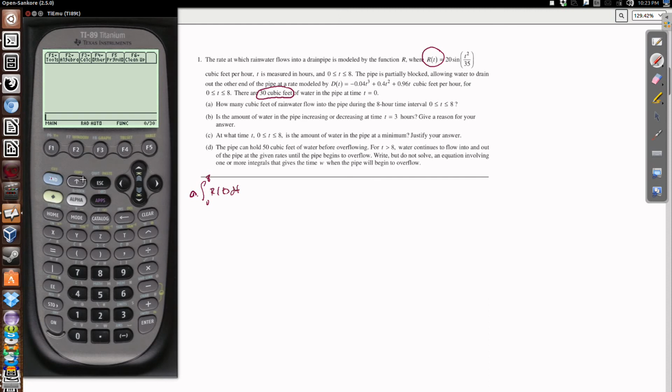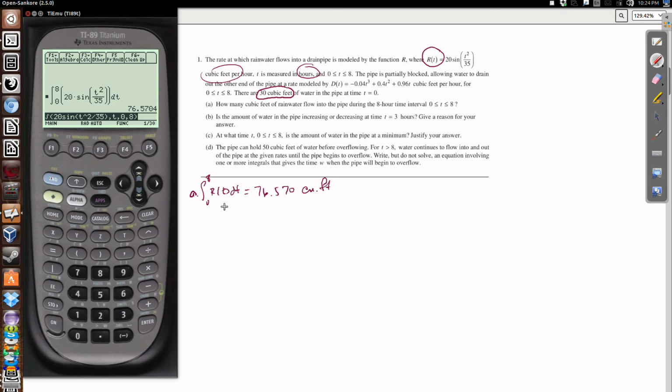So let me get to my calculator mode. I want to do the integral of 20 times the sine of t squared divided by 35, and I'm going to be integrating with respect to t from 0 to 8. And this will give me my answer, which is 76.570.